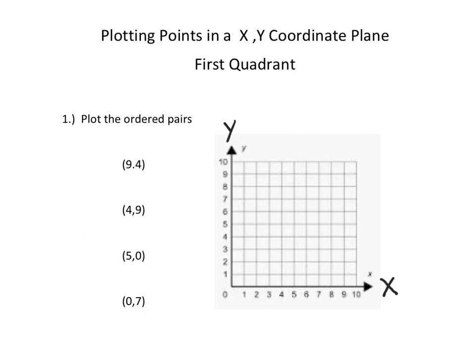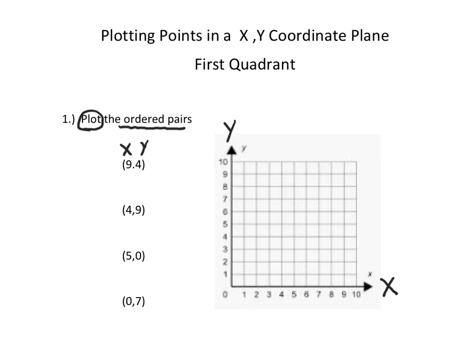For problem number 1, we're going to plot the ordered pairs. There's 4 ordered pairs that I have. An ordered pair is two numbers that are separated by a comma and are enclosed in parentheses. The first number in the ordered pair is the x-coordinate, and the second number is the y-coordinate. If you ever forget which is the x value and which is the y value, just think of the alphabet. X comes before y. So the first number is the x-coordinate and the second number is the y-coordinate.